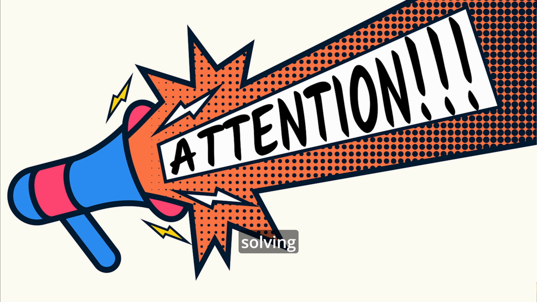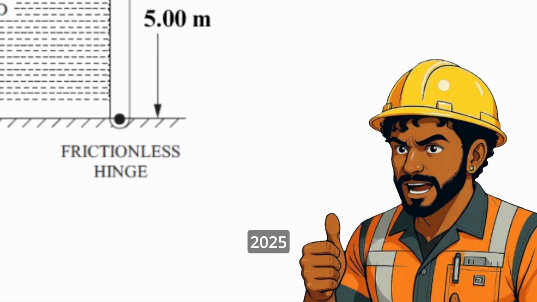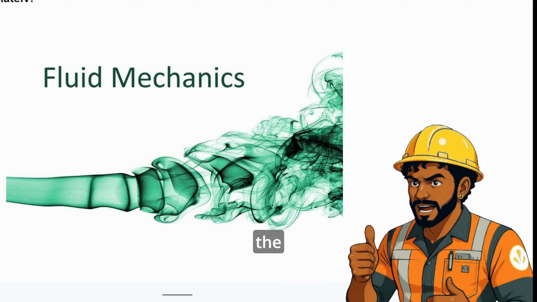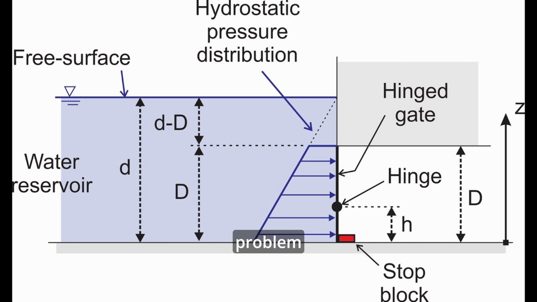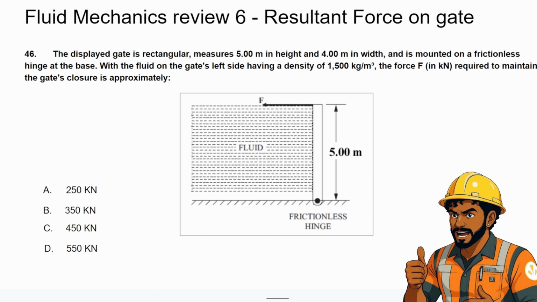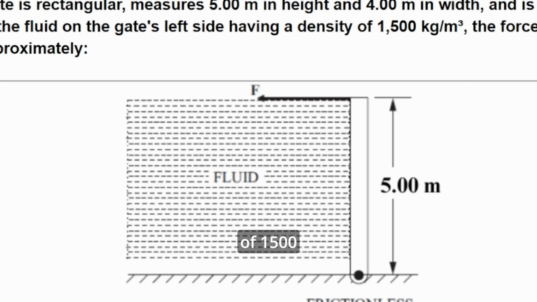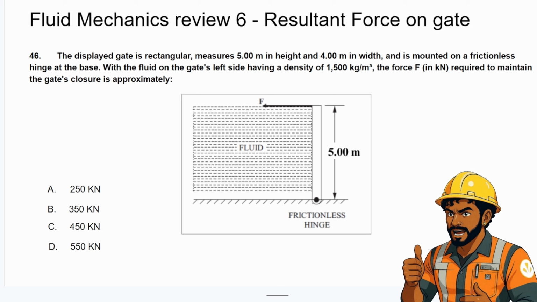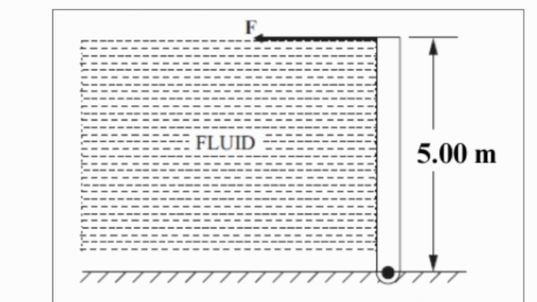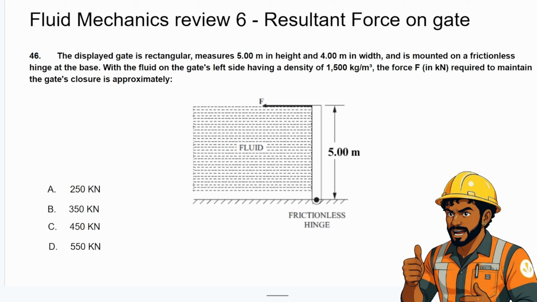Hello! Today we are solving a real FE exam problem from 2025 fluid mechanics, the resultant force on gate problem. A rectangular gate with dimensions 5 by 4 is resisting a fluid which has a density of 1500 kilograms per meter cube. The resultant force that is resisting is acting at the top of the gate, F you see over here in this diagram. So what is F is the question.